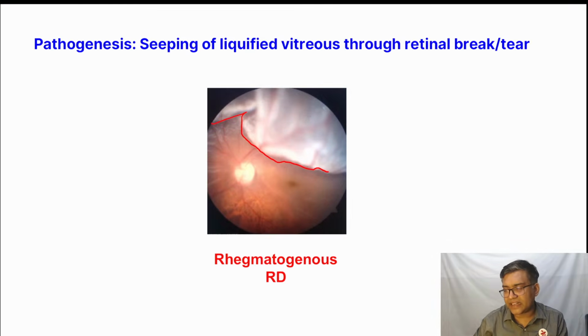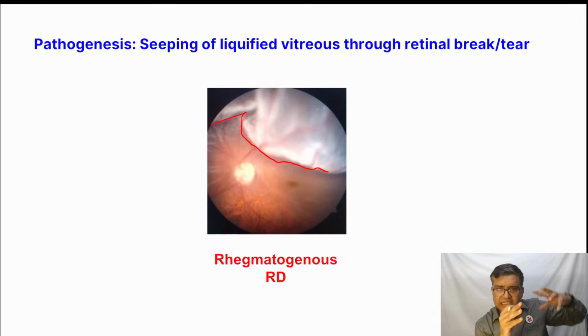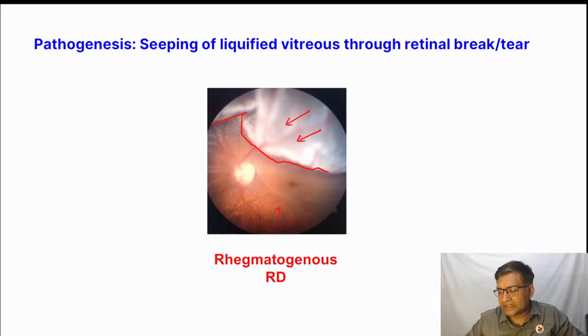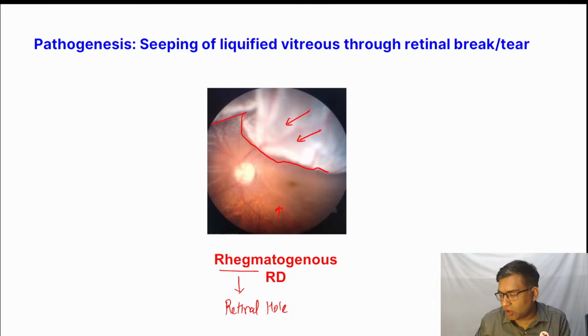separation of the neurosensory retina from the retinal pigment epithelium. And why has this happened? This has happened because there is a hole or tear in the retina, and from there the liquefied vitreous is going inside and causing the separation of the neurosensory retina. So this is the detached retina and this is the attached retina. Okay, so this is basically the rhegmatogenous retinal detachment. So rhegma here means there is a retinal hole or more commonly retinal tear.